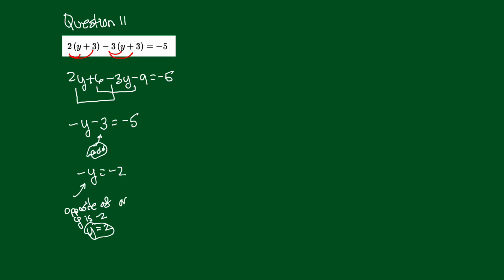Or I could think this way. Negative y equals negative 2. It's really negative 1 times y, right? We just don't write the 1s. Equals negative 2. Now if I divide by negative 1, I'll get negative 1y over negative 1 equals negative 2 over negative 1. Negative 1 over negative 1 is 1, so I'll get y equals, now, on this side, negative 2 divided by negative 1 is positive 2. So either way I do it, I end up with y equals 2.